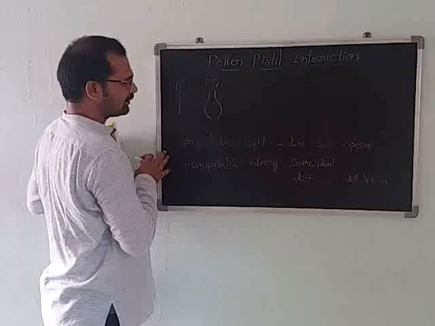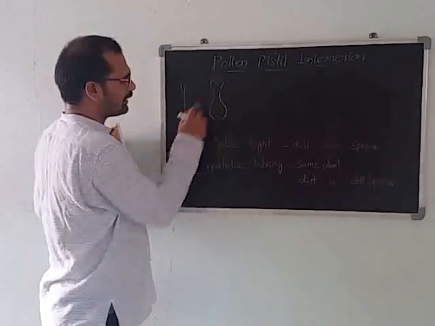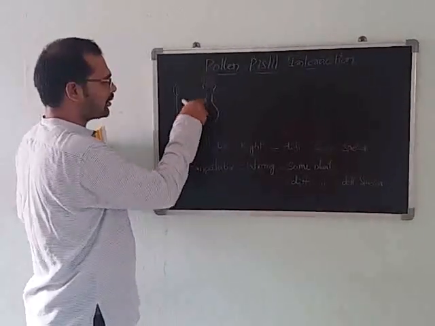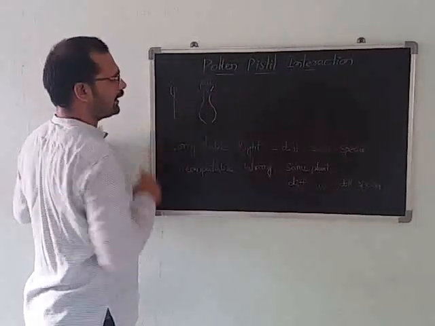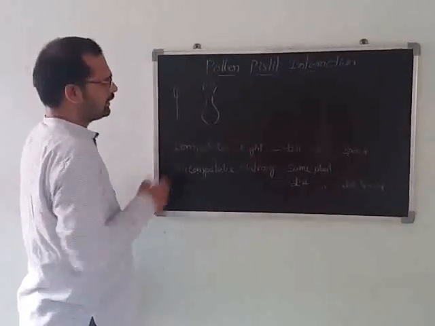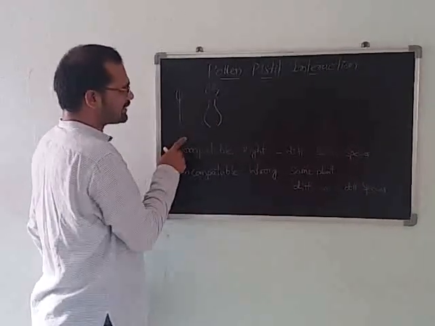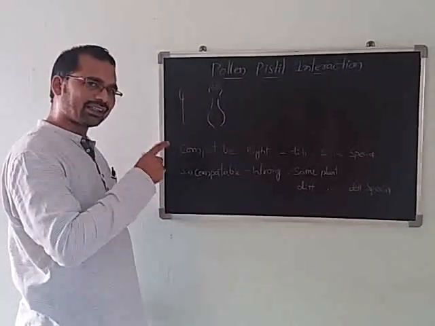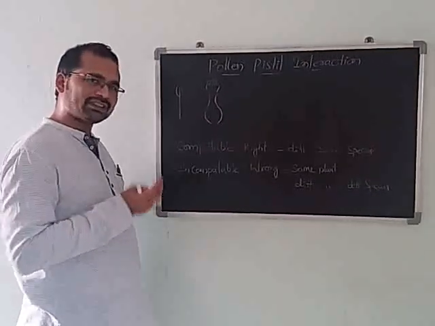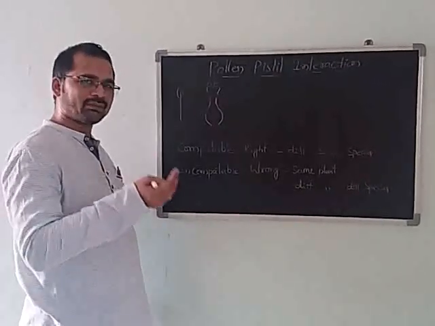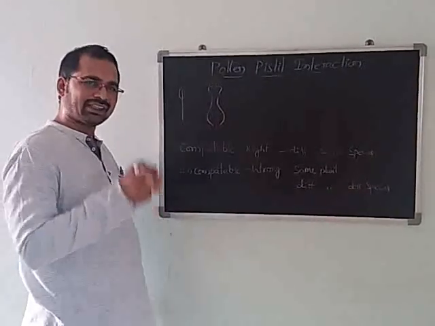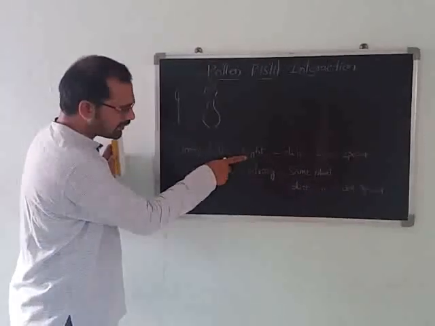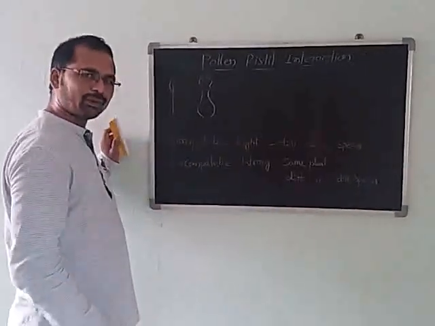Once it has reached the stigma, the pistil can accept or reject it. This is controlled by pollen-pistil interaction. How is it? The pistil can recognize whether this is the right type of pollen grain or the wrong type. If it is the right type, they accept it and promote germination. If it is the wrong type, they inhibit germination. First we will discuss what is the right type of pollen grain and what is the wrong type.